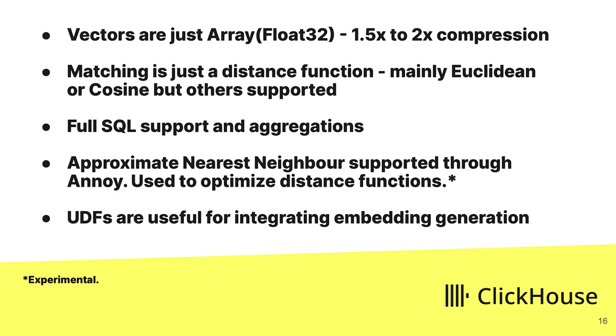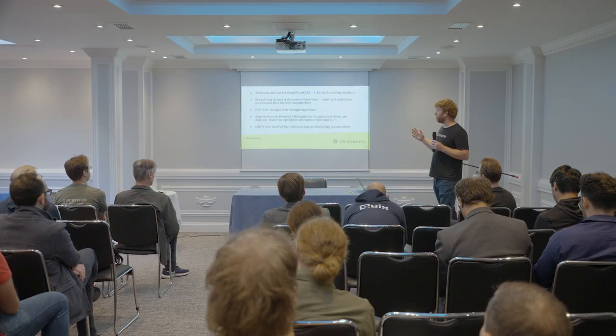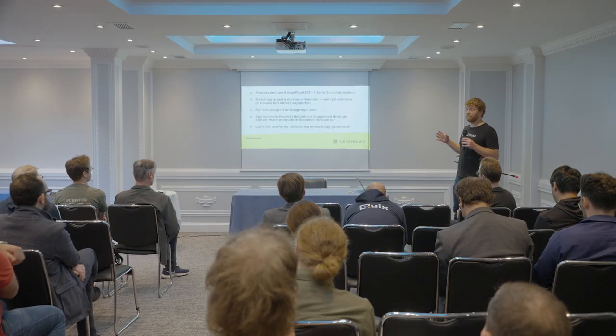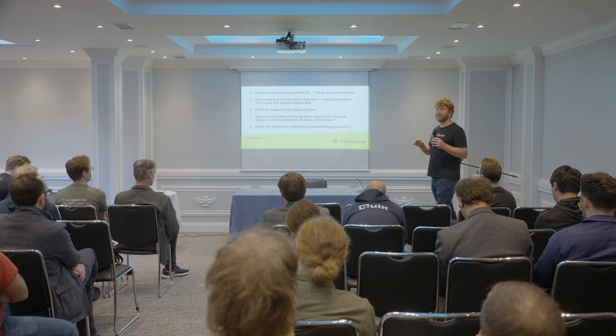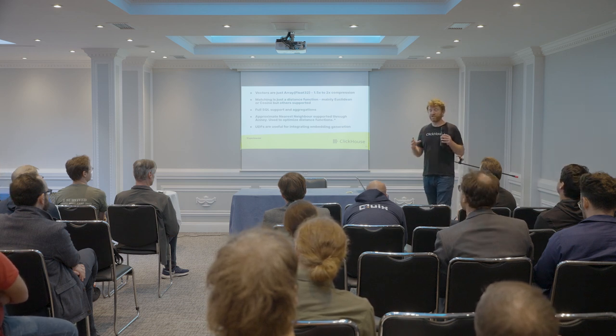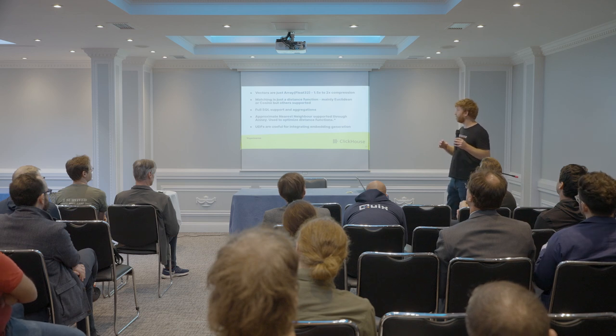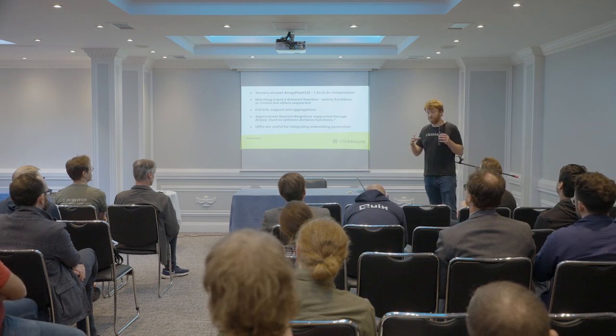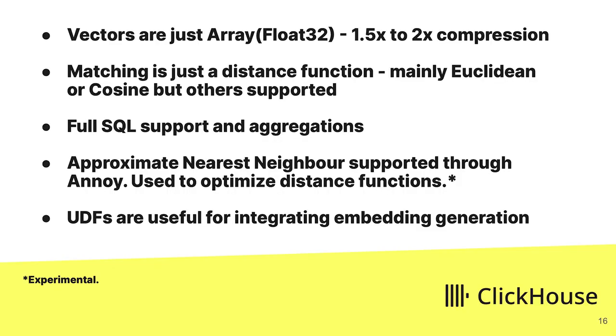But the key concept is that matching is just another distance function. We have a number of distance functions that you can use, cosine and Euclidean being the two main ones, in order to actually compare these arrays of floating points. We also support full SQL and aggregation. So we're principally a SQL engine first with vector matching on top. So you can do some interesting stuff whereby you're searching, for example, for similar vectors, and they could be similar artifacts like images, and you need to aggregate on metadata, you can just use all the SQL functions that ClickHouse supports. And as I said, we also support nearest neighbor.